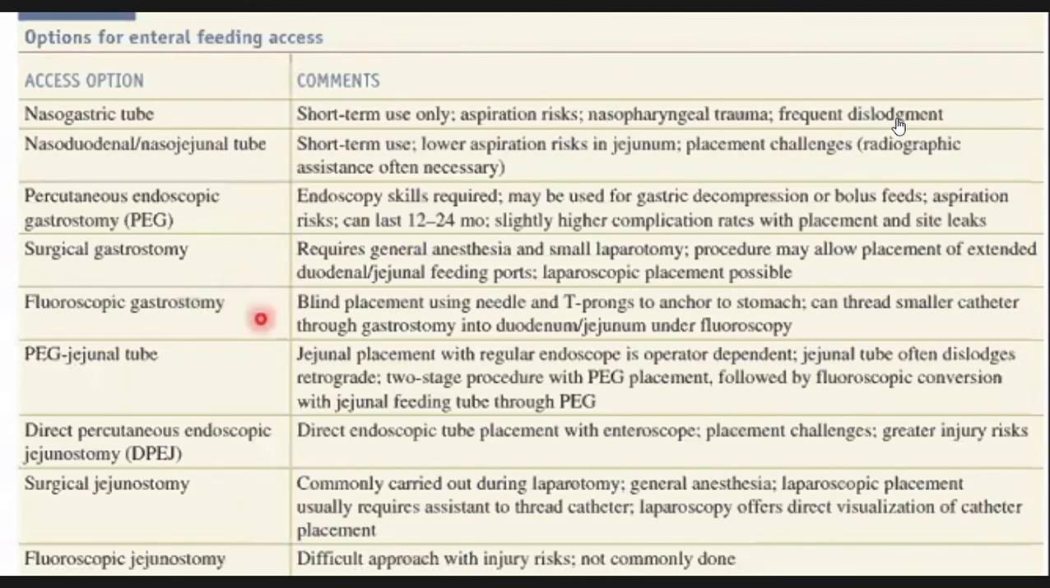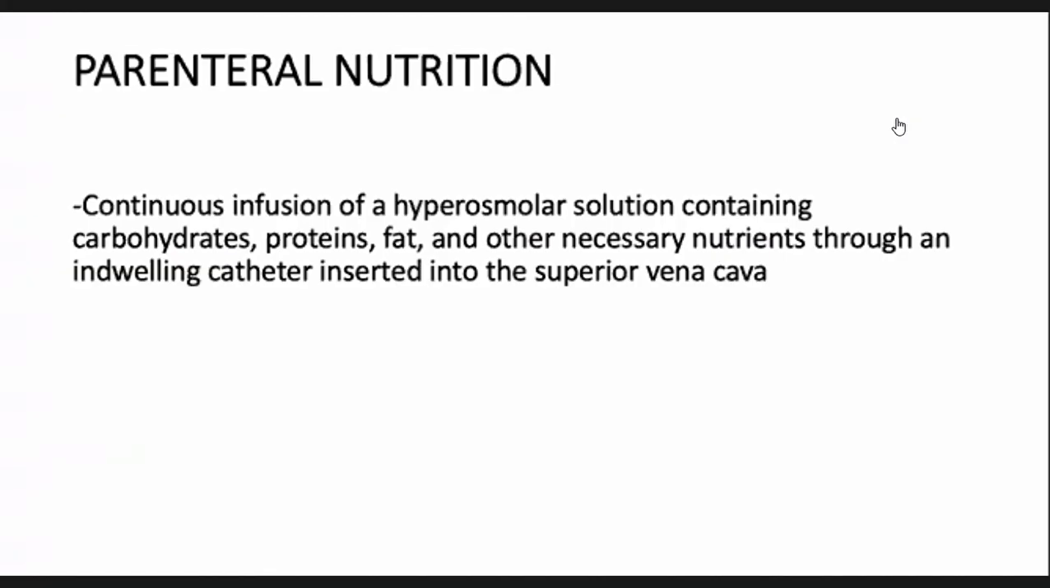We can also use fluoroscopic gastrostomy, PEG jejunal tube, jejunostomy feeding if gastric masses are too big. You can also give fluoroscopic jejunostomy, but we don't do this often. So in clinical practice, we use nasogastric, nasojejunal, PEG, gastrostomy, or jejunostomy tubes to feed our patients enterally.